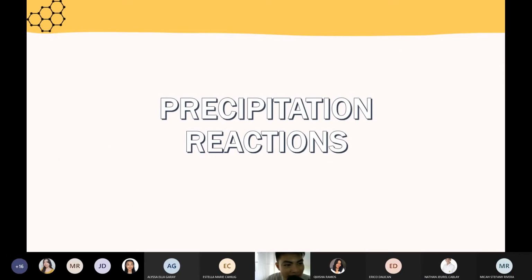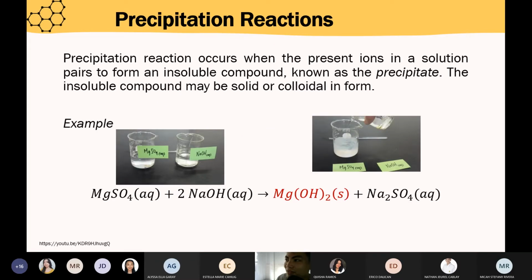Okay, so let's begin with this one. Precipitation reaction. Ano uli yung precipitation reaction? You react your chemicals in order to produce an insoluble product. When we say insoluble, hindi siya nadi-dissolve sa tubig. So, precipitation reaction occurs when the present ions in a solution pair to form an insoluble compound known as the precipitate. The insoluble compound may be solid or colloidal in form.